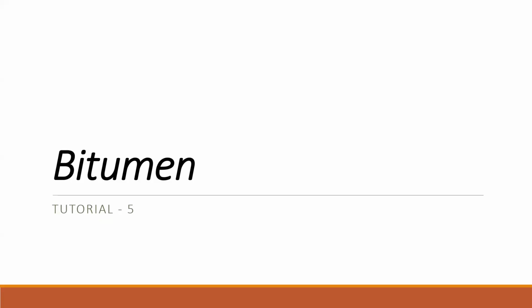Okay, so this week's topic is bitumen. Why do we need to learn about bitumen? In pavement design, why is bitumen important? It's the binder that we use in flexible pavement, isn't it? In flexible pavement, we bond the aggregates together using bitumen. In rigid pavement, we bond the aggregates together using cement and water. So it is important to know about bitumen.